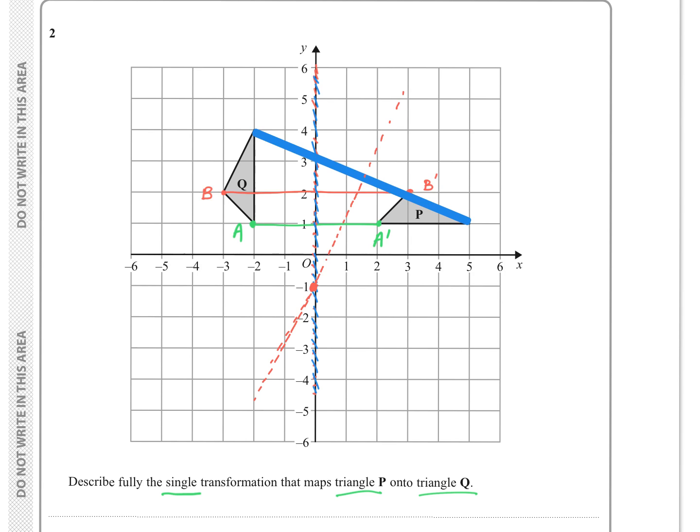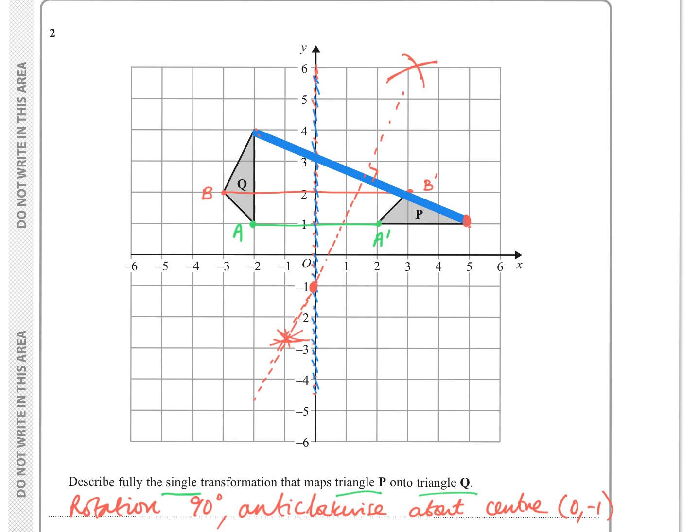And you can use a pair of compasses to do that. I don't know if you remember that you put the sharp point here, do an arc, and then the sharp point here, do an arc, and where they cross over, you join them up and you get your perpendicular bisector. It's where all the bisectors meet, and they would go through this point 0, -1. So describe fully the single transformation that maps triangle P onto triangle Q: it is a rotation 90 degrees anti-clockwise about centre 0, -1.